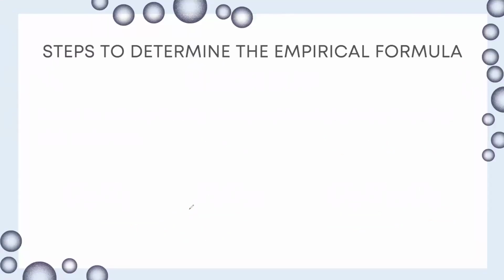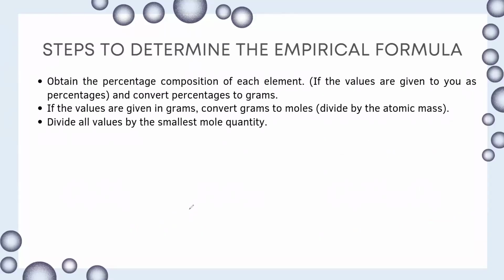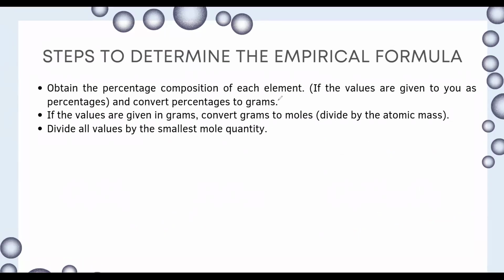So now the next thing we're going to talk about are the steps you need to take in order to determine the empirical formula for a compound. Step number 1 says, Nifemi, read it for me. To determine the empirical formula, obtain the percentage contribution of each element. If the values are given as percentages, convert percentages to grams. Good. That's number 1. Someone else is going to read the second point.